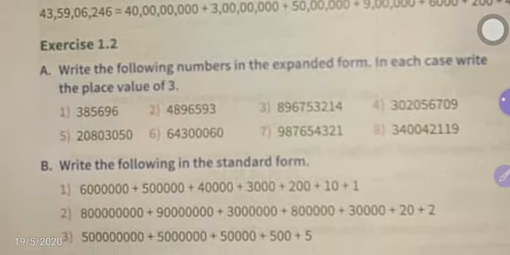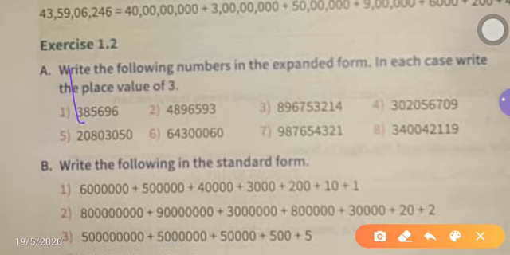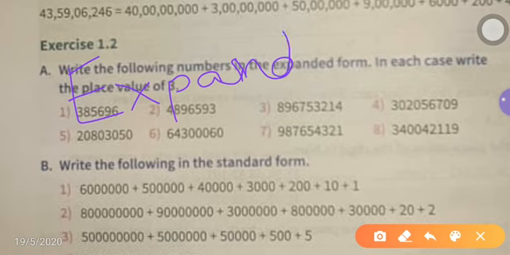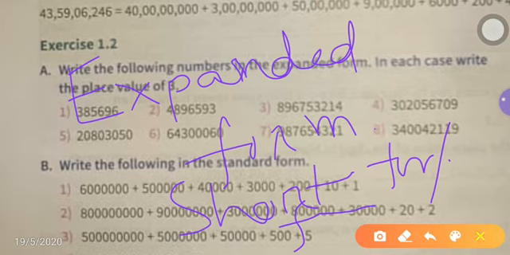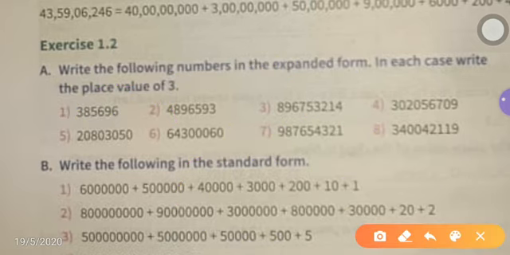Next, exercise 1.2, you see here: expanded form. We have to write numbers in expanded form and short form. Short form, or you can say standard form also. So first, what is given here? Write the following numbers in the expanded form. In each case, write the place value of 3. So we also have to write the place value of 3. This number we have to write in expanded form. The first one I'm doing here.